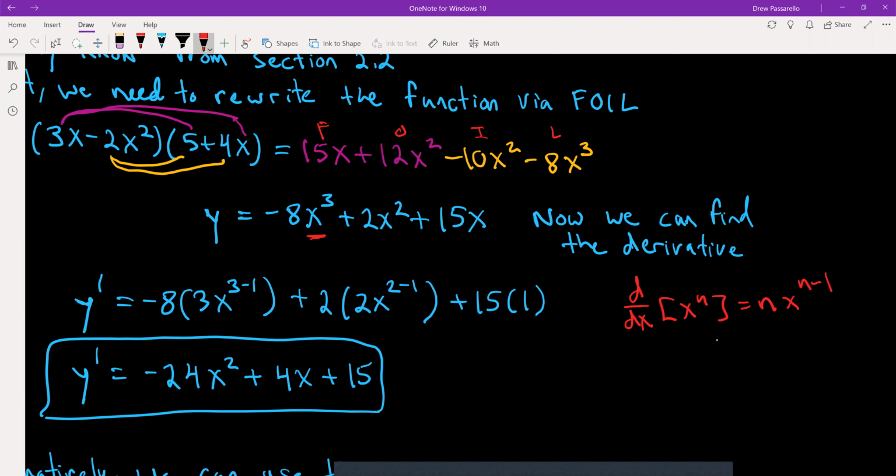And so you drop down the exponent, so I drop down the 3, and then times x, and then raise to the 3 minus 1. You subtract 1 from the exponent. And the same premise I'm applying to the x squared. But first I factored out the 2 and then focused on the x squared. So this time your exponent is 2, so it would be 2x to the 2 minus 1. And then for the last term, 15x, you factor out the 15, and then I focused on x, and the derivative of x is 1, because that's that special case of the power rule.